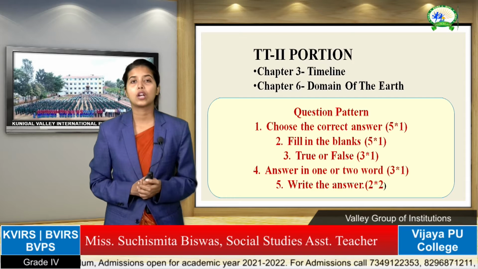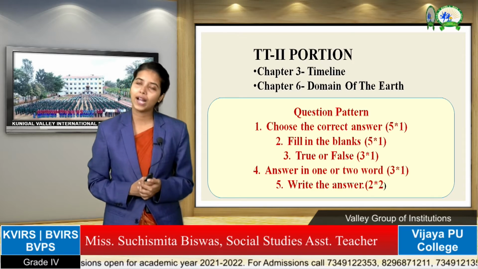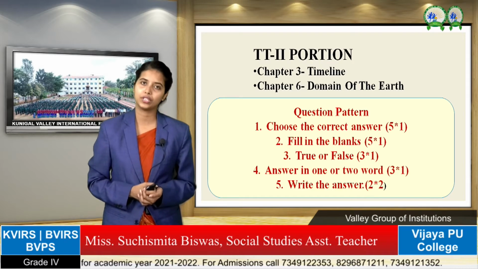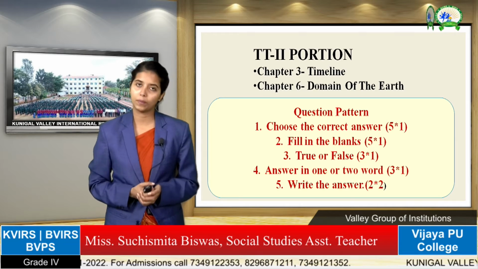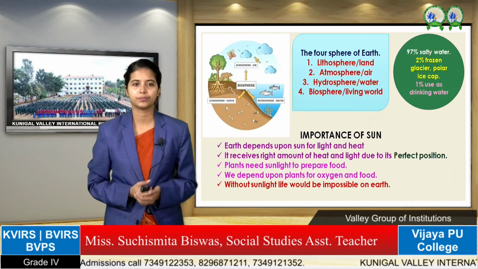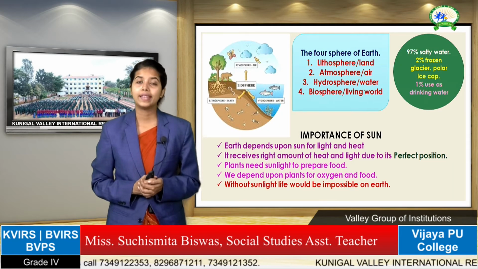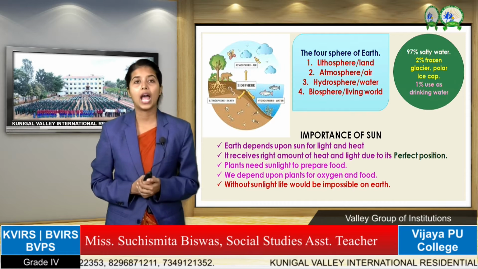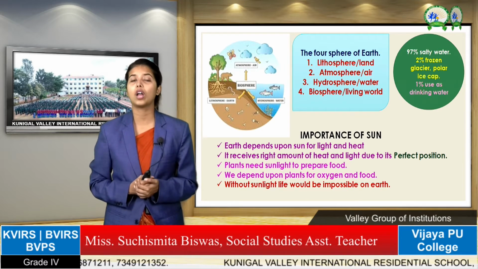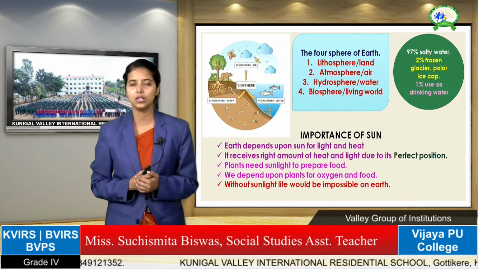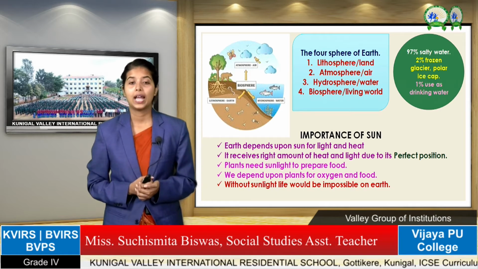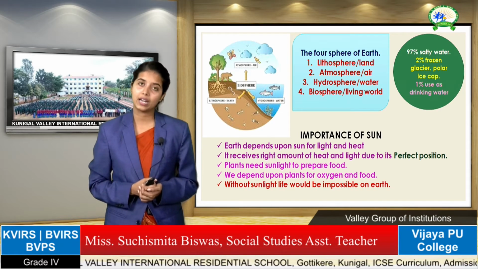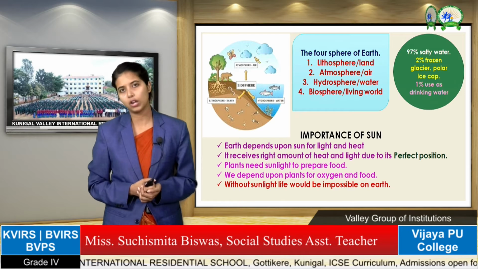So today we are going to revise the chapter that is Domains of the Earth. Here we are going to start the revision part. First, you have to know how many domains our Earth has. Our Earth actually has 4 domains: lithosphere, atmosphere, hydrosphere and biosphere.